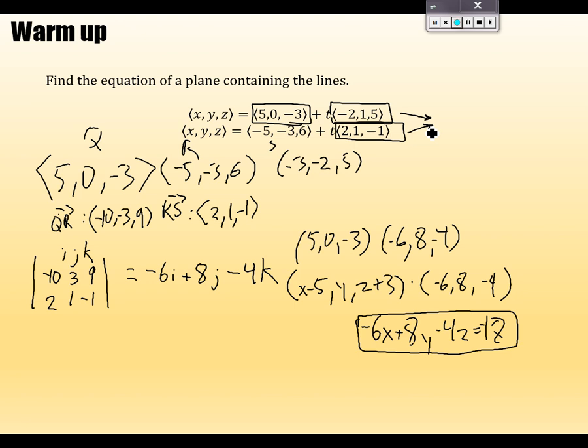Over here on the board, here's the plane. Do you like how I wrote it? Right. Okay. I stole that from Thomas. What did I plug in here for the first line? Do you recognize what this is?